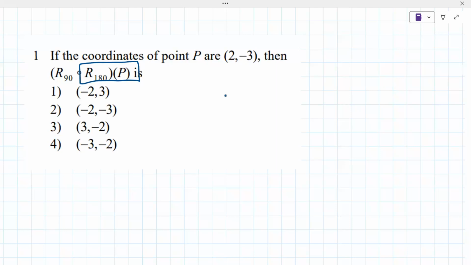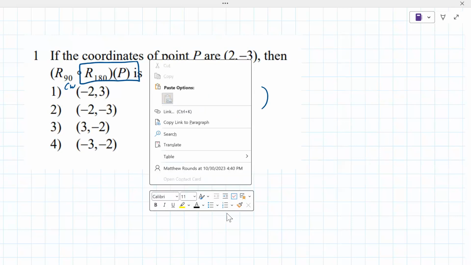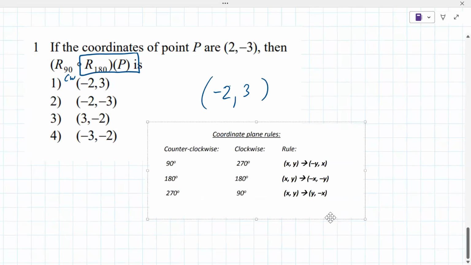So would that be -3, 2? Oh no, that's not there. The 180 just changes the sign. Yeah. So the 90 degrees is clockwise. Let me snip in those rules for you. I got a couple more questions like this, so this will be good to do.